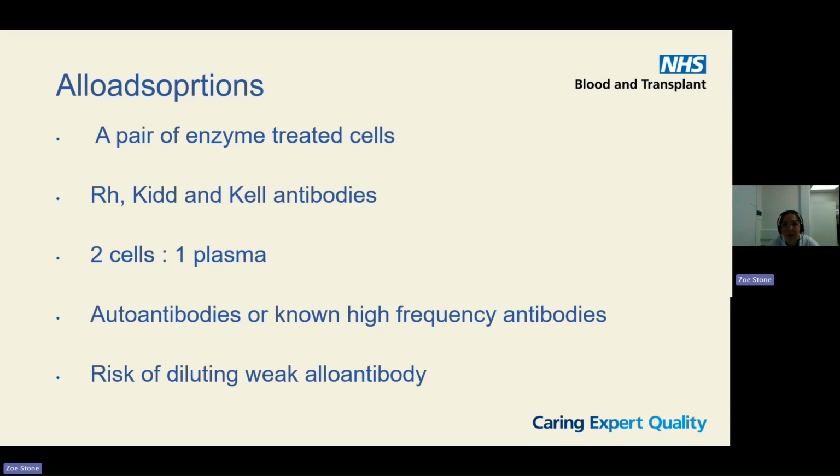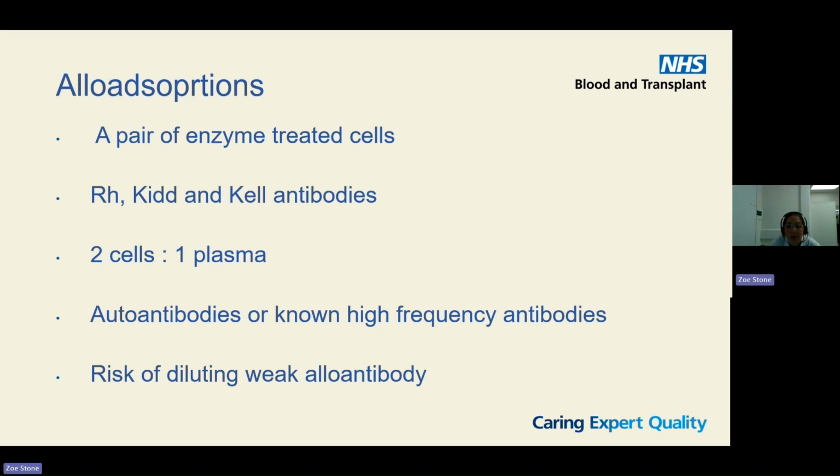You would look to find a KID antibody, but because these are enzyme treated, you could absorb a KID antibody out. And generally, we use these for patients with known pan-reactive antibodies to see if there's anything underneath, or if we've previously ID'd a high-frequency antibody like an anti-U or an anti-H. Once we've got confirmation that's what it is, we can use these cells to absorb that out as well.